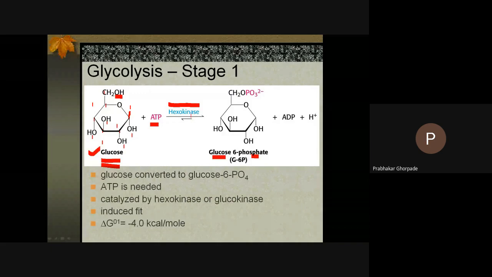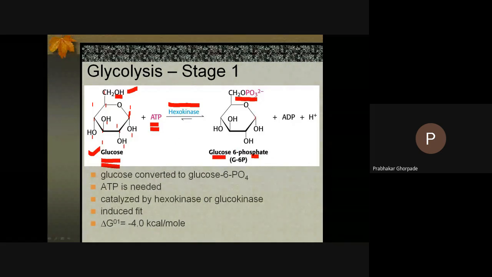Okay, a phosphorus group is getting transferred from one substrate to another substrate. So which is the phosphorus carrying group? This adenosine triphosphate is a phosphate carrying group, and from this group, the phosphate gets transferred here. So we can see the formation of glucose 6-phosphate.